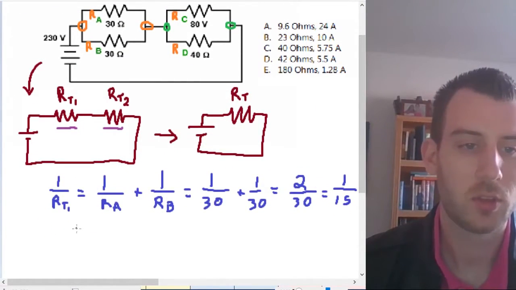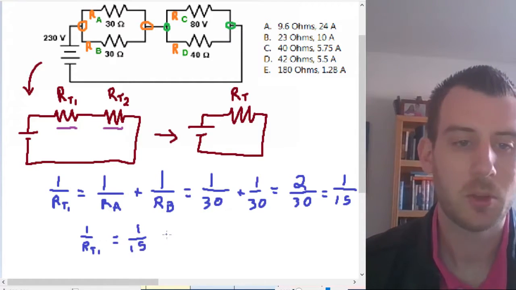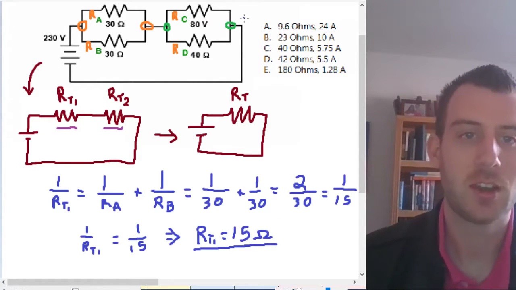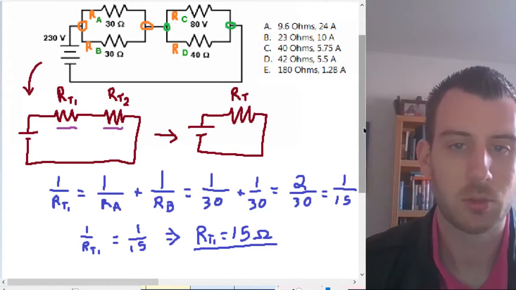So if we write this all down, I've got 1 over R total 1 is equal to 1 over 15. That must mean that R total 1 is equal to 15 ohms. Alright, so we've got some information, we're making progress. Let's go on to the next set. The next set's going to follow the exact same structure.